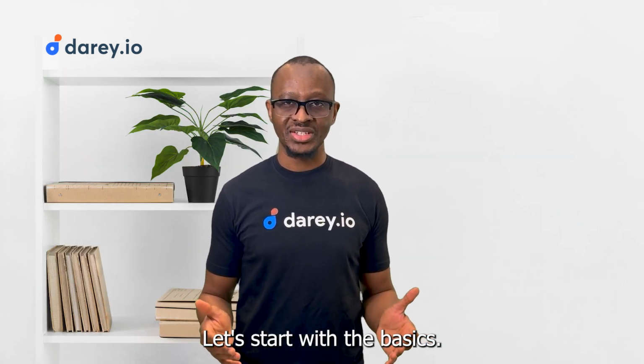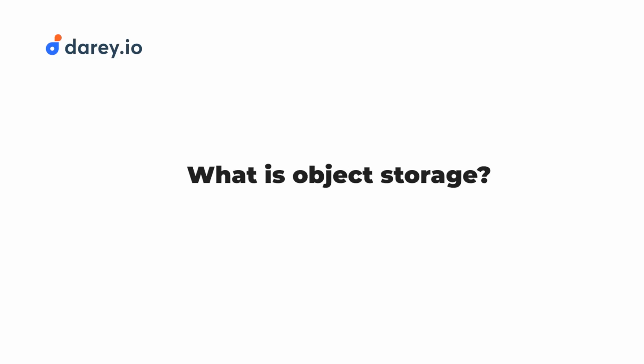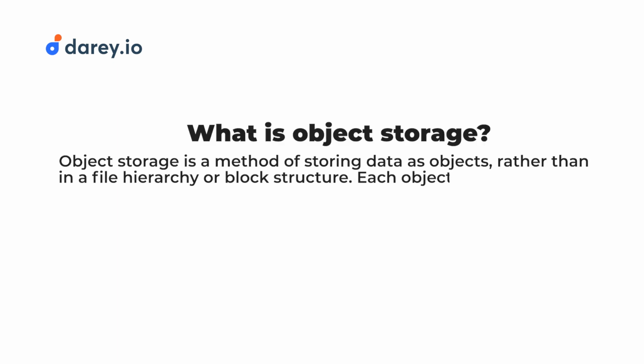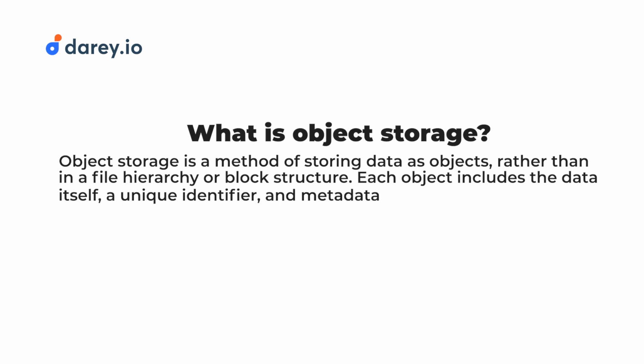Let's start with the basics. What is object storage? Object storage is a method of storing data as objects, rather than in a file hierarchy or block structure. Each object includes the data itself, a unique identifier, and metadata that describes the object.